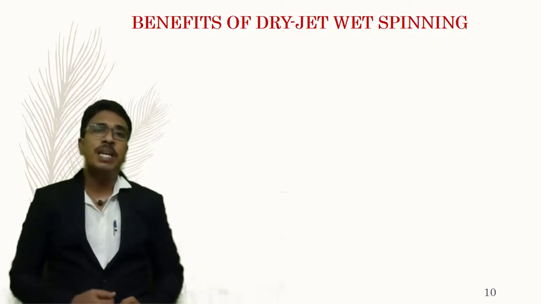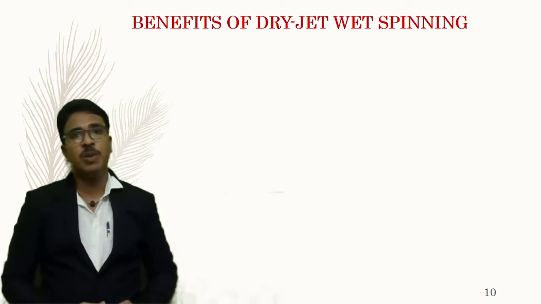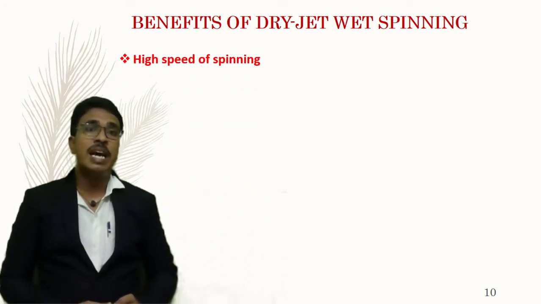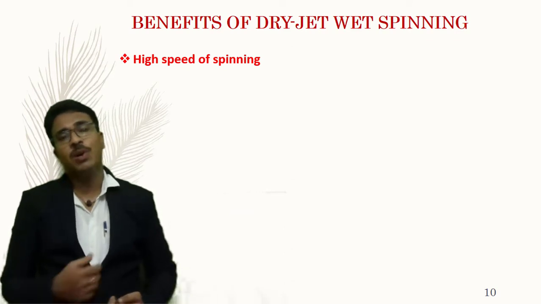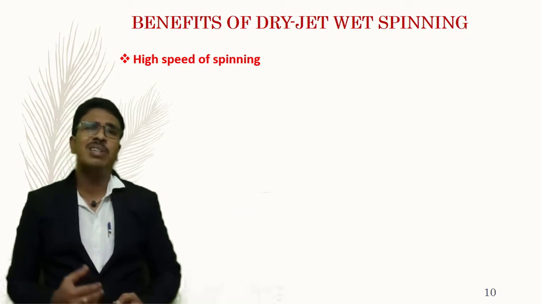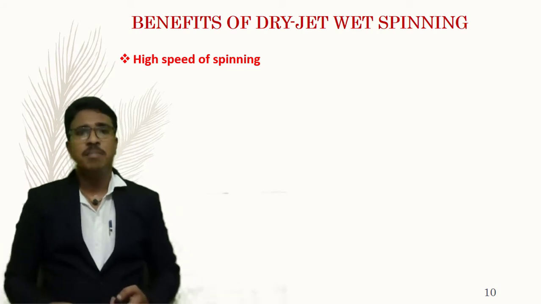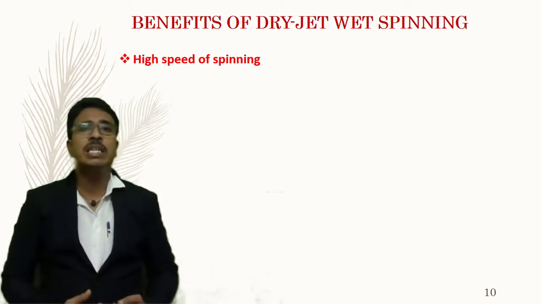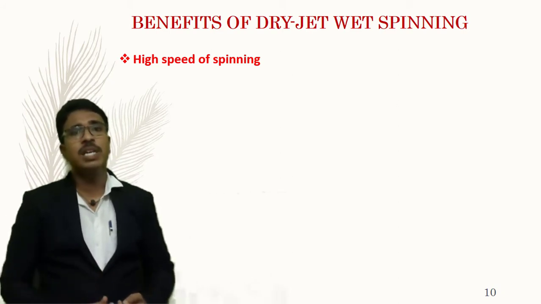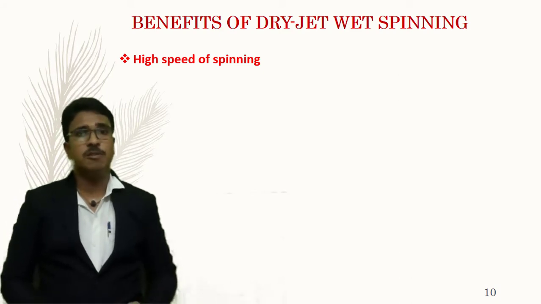Now you can see some of the benefits of this dry jet wet spinning process. So one is high speed of spinning. Now if you see this wet spinning process, as we already discussed, we cannot go beyond 300, maybe with recent advancements we can go up to 1000, but with the earlier versions we can go up to 300 meters per minute. But here we can go more than 1000 or 2000 meters per minute also.